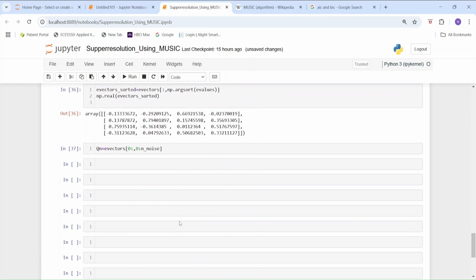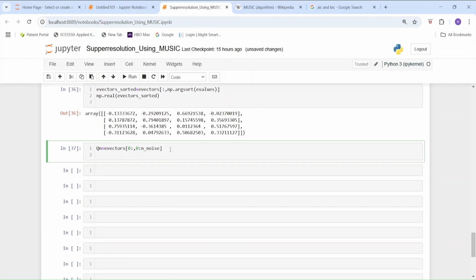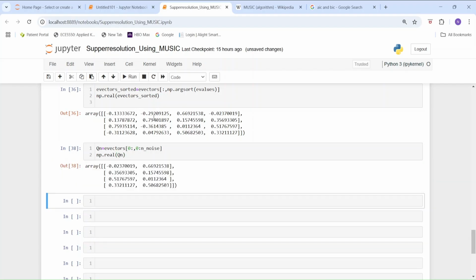Let's look into qn, so np.real of qn. Sorry, I have to use the sorted eigenvectors. Now you can see the first two columns, which represent the noise, are popping up here.